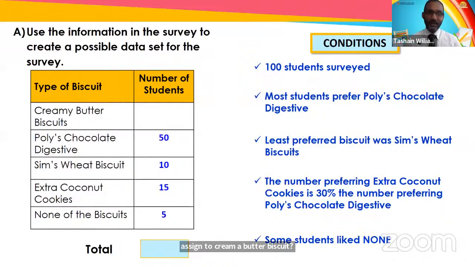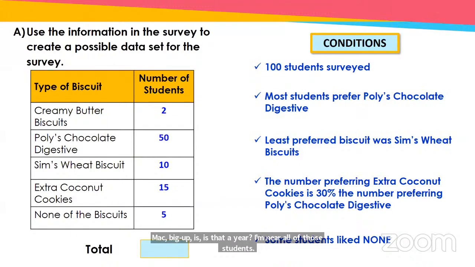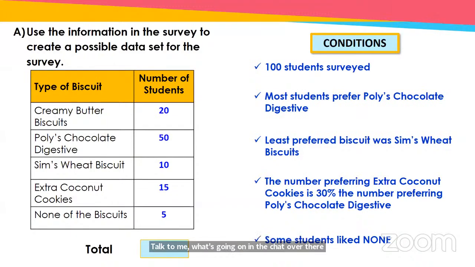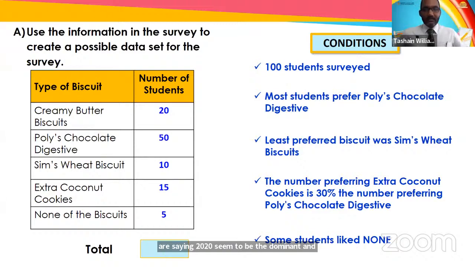Oh my, big up to Zaire, Amir, all of those students. Talk to me, what's going on in the chat over there? Okay, I'm seeing Joshua Price, all the students, they are saying 20. 20 seems to be the dominant answer. All right. 20. I feel so proud of you, boys and girls. I want to just say excellent job so far. Now that we have populated the table, are we sure?